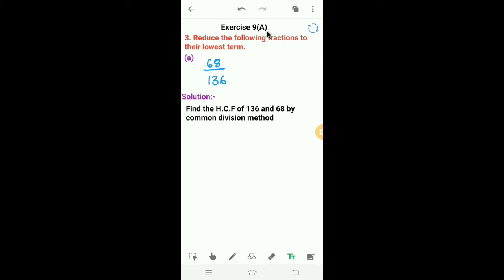Let's solve exercise 9A. In the third one, reduce the following fractions to their lowest term. The first one, 68 by 136. Here I will use the second method. So first we have to find the HCF of 136 and 68 by the common division method. Here we have to take the smallest number as divisor, that is 68, and the greatest number 136 as dividend.